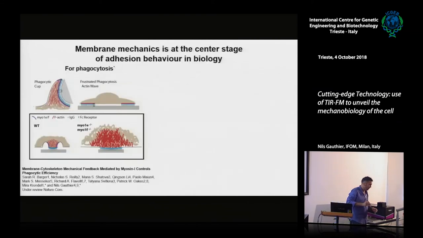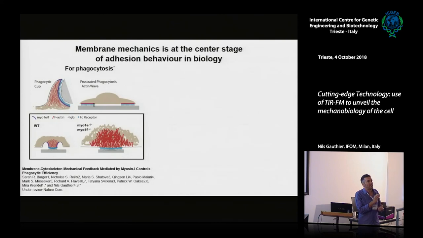Then we turn to a model. The paper is now under review. What we have here is a model for phagocytosis, but it can be extended to many motility processes that are affected by myosin 1. In the wild type case, myosin 1 is recruited when the adhesion starts to form, and the membrane is lifted immediately on the side of the adhesion.